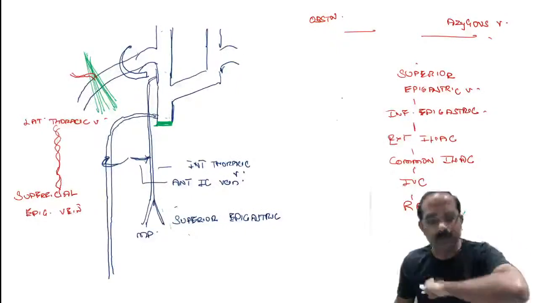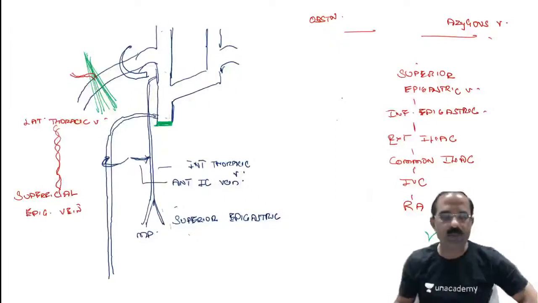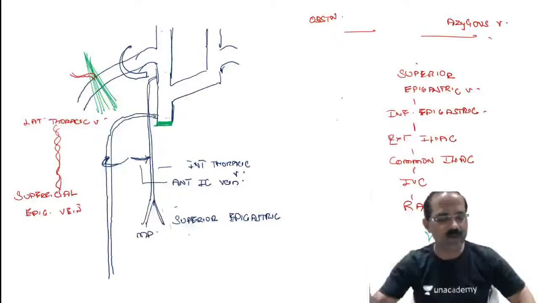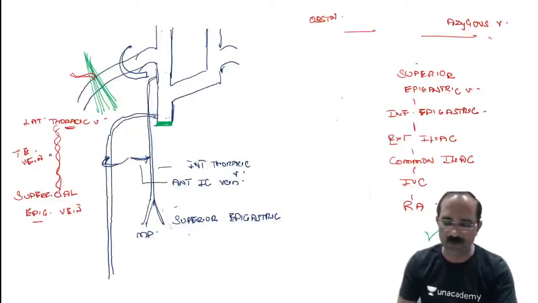Which vein of the upper limb is that? The lateral thoracic vein. With which vein of the lower limb? The superficial epigastric vein. And if you join this, you get the name of this vein. This is the thoracoepigastric vein. Thoracoepigastric. Okay, I'll write this down for you.